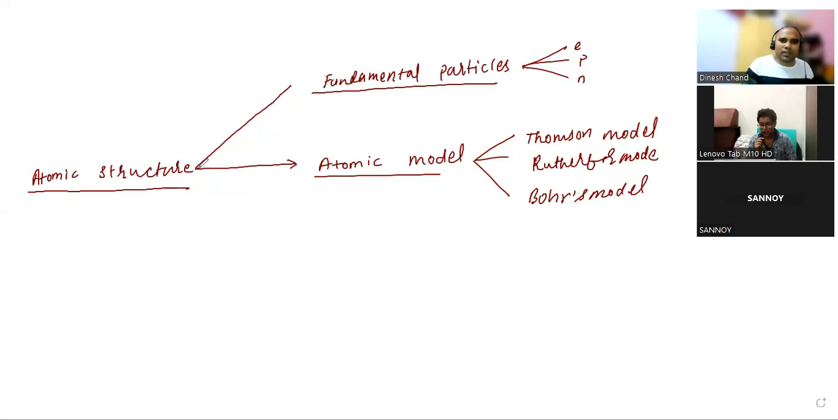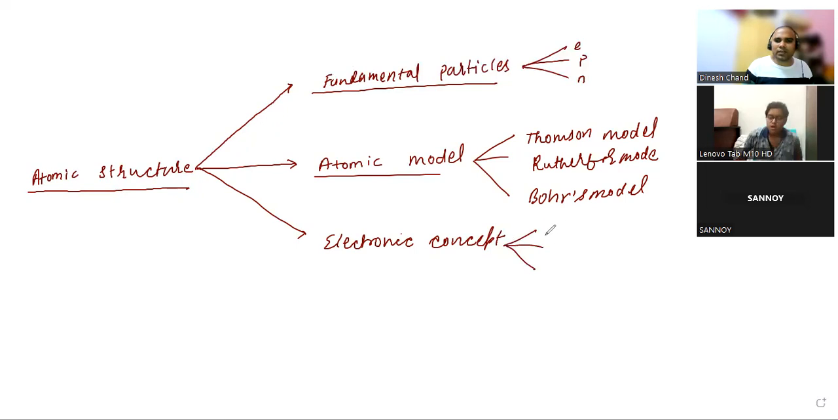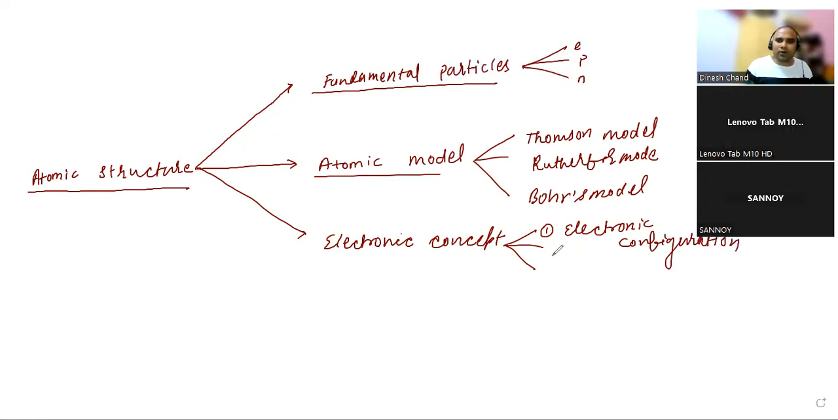I'm just giving you a brief overview of how much we have to study, because it is a long chapter. Next is the electronic concept. In that, we have a few rules to study. The first one is electronic configuration. After studying electronic configuration, we have to study the Pauli rule.